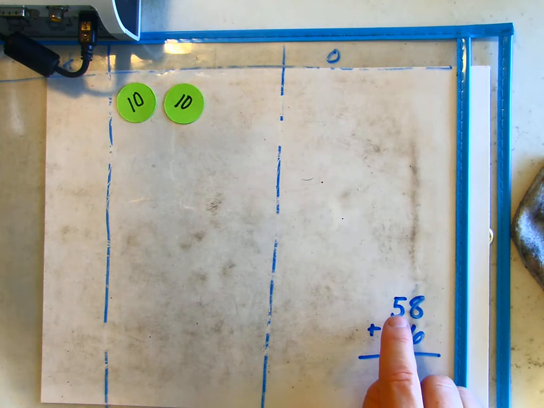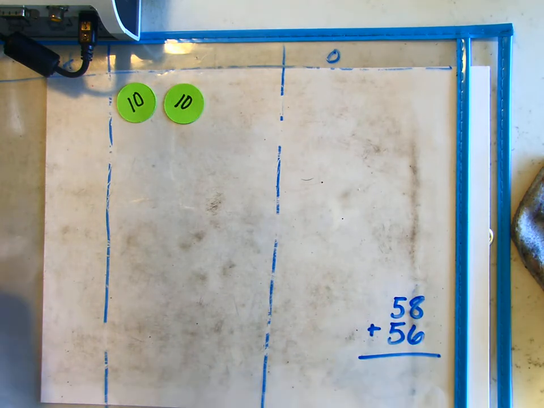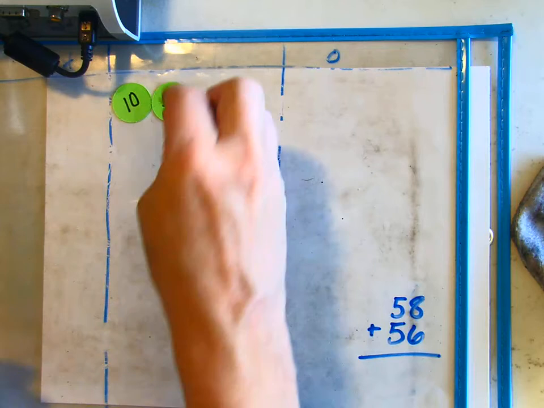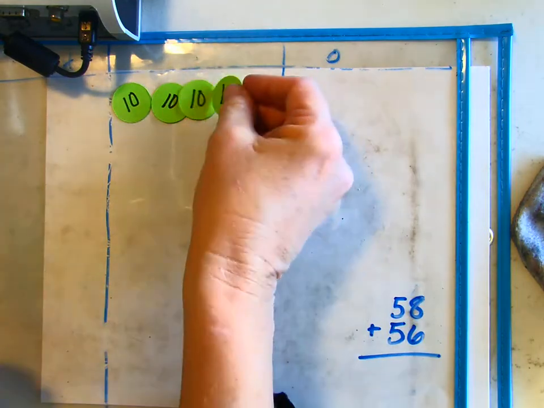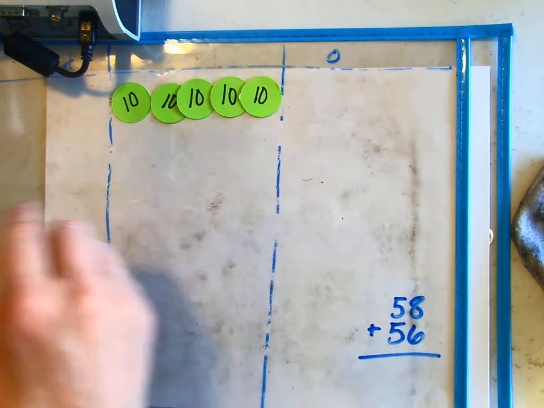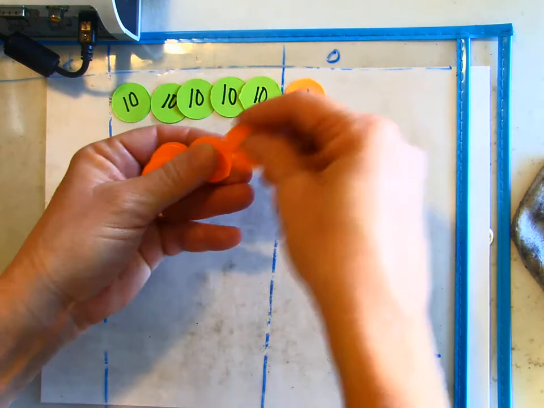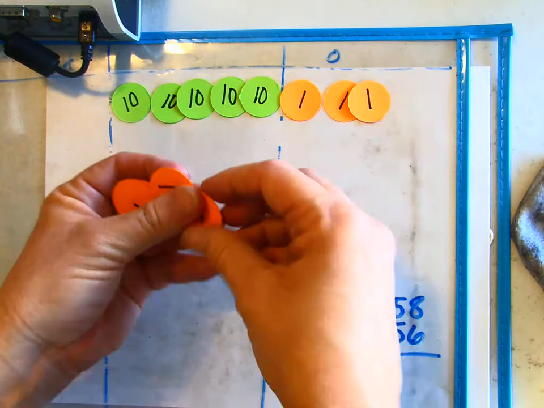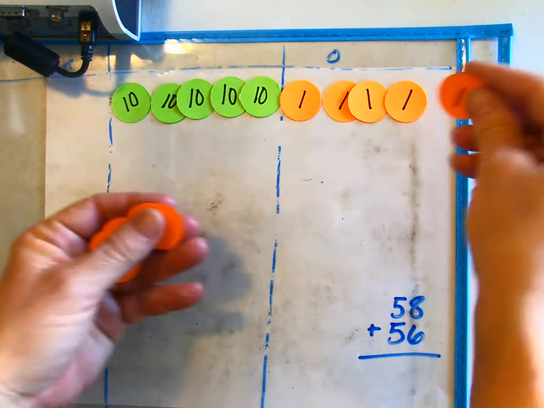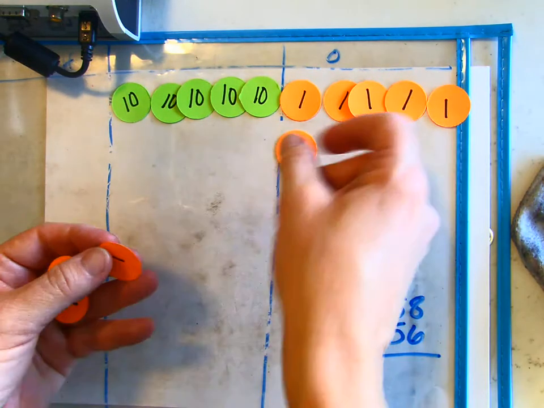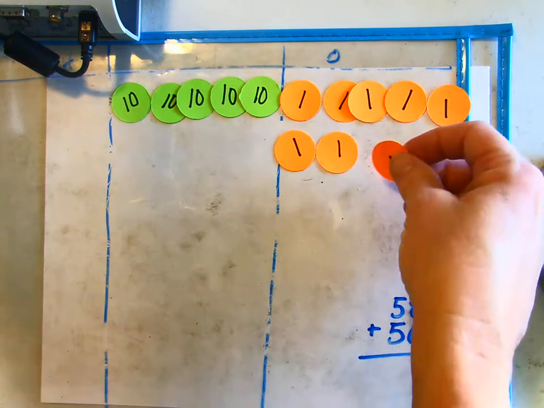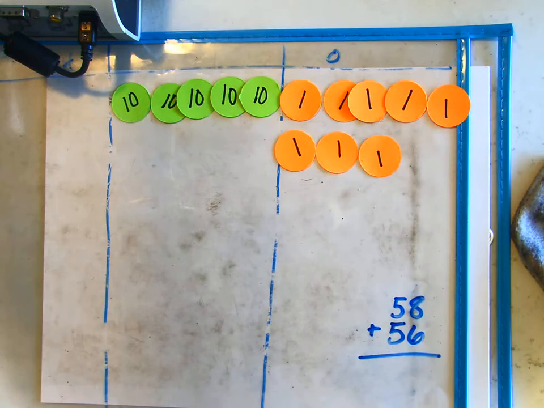58 has 5 tens and 8. So we need 10, 20, 30, 40, 50, 5 tens. And then we're going to need 8 ones. 51, 52, 53, 54, 55, 56, 57, 58.